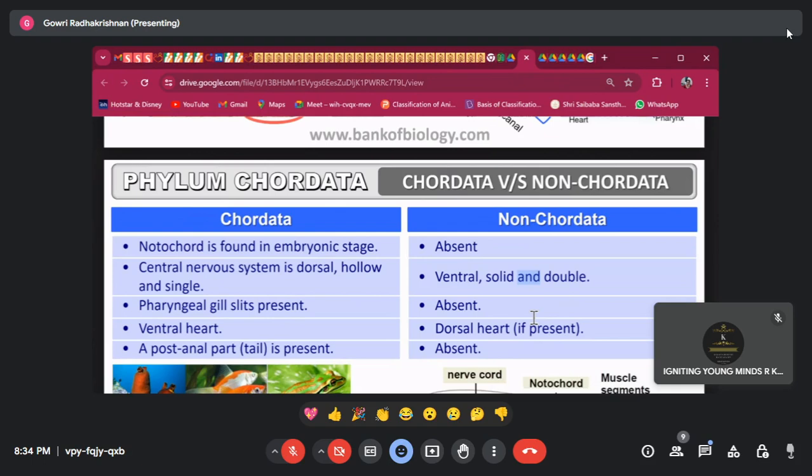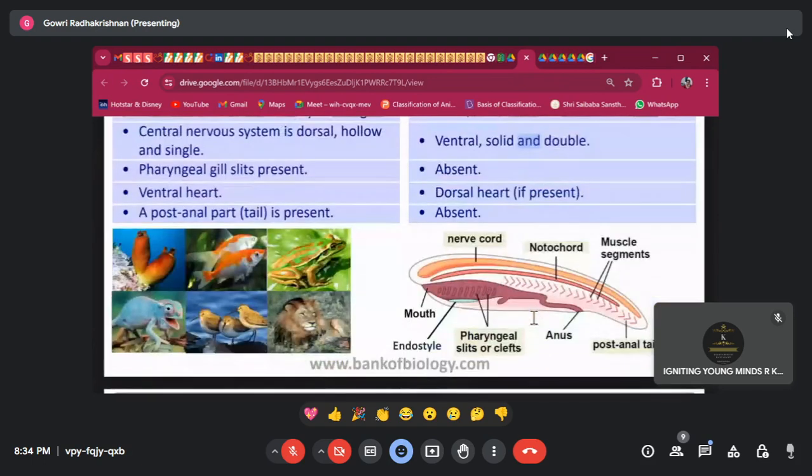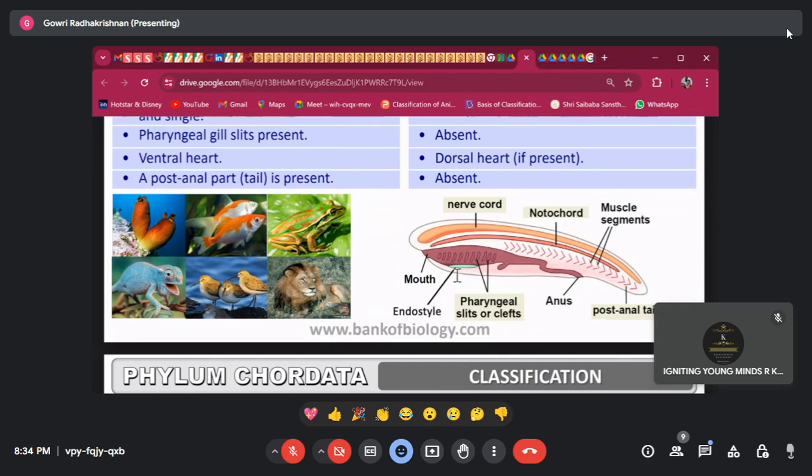Chordata, a post-anal part, that is tail is present. Here it is absent. You can see here the nerve cord. The middle one is a notochord and muscle segments here. And then pharyngeal slits or clefts here. Here will be the mouth, front part. And anus is here, and after anus there is some tail-like thing, that is the post-anal tail.